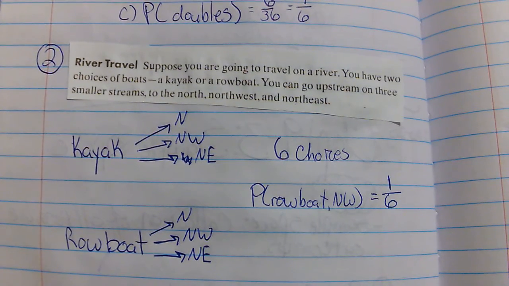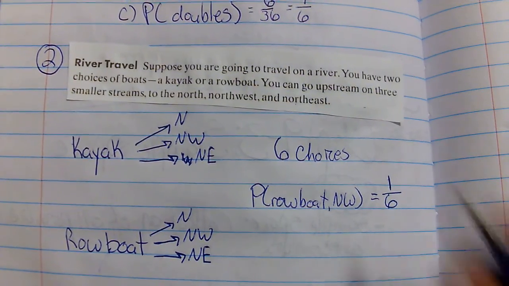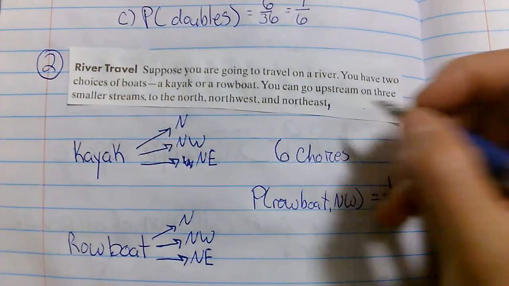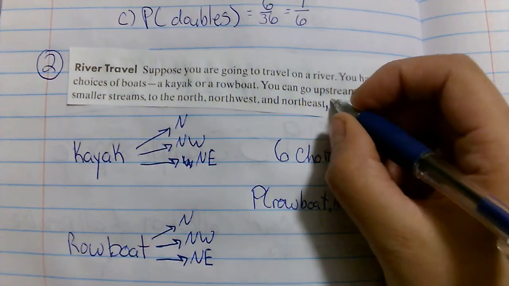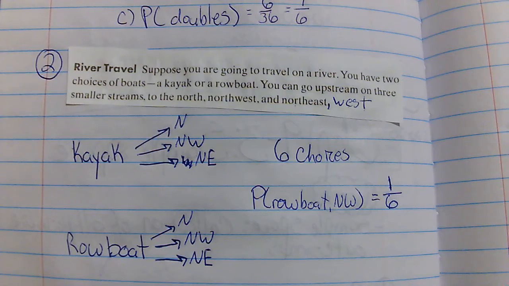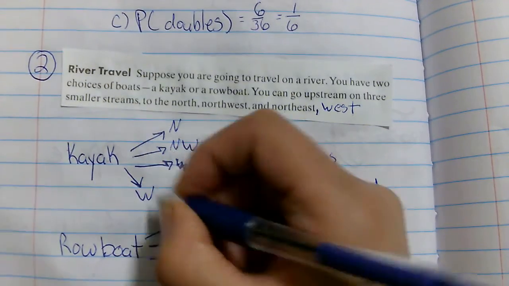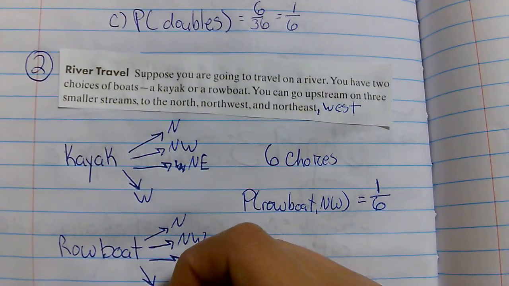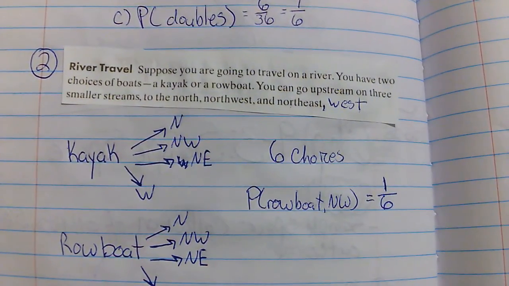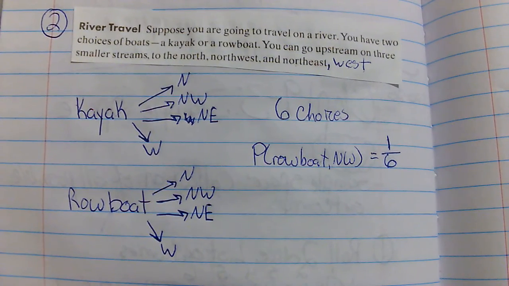Okay, what if I added a direction? Maybe there's another stream. What if you could also go west? Let's say you could do that. Well, we would have to add on yet another branch to my choices here. So now how many possible outcomes do we have? Now we've got 8. We have 8 possible outcomes.